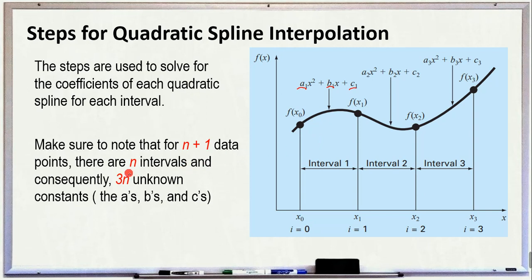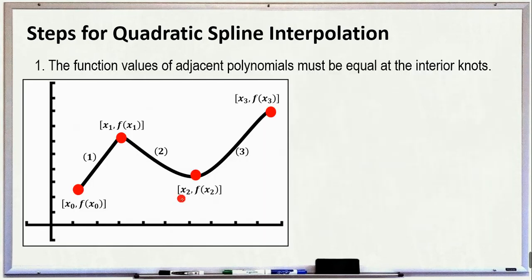So consequently, we have three intervals times three unknowns for every equation that corresponds to a certain interval. So we have 3n unknown constants, the a's, b's, and the c's. So this is our goal. As we go along with the steps, we are going to solve for the values of these unknown constants.